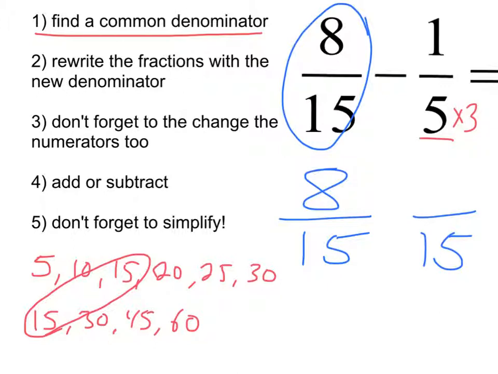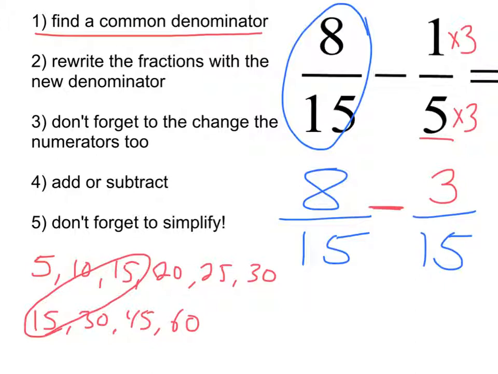So, as we see in number 3, it says don't forget to change the numerators too. Remember, whatever you do to your denominator, you have to do the same thing to your numerator. That's how we keep them equivalent fractions. Fractions that are still equal to the same amount. So, since I multiplied 5 times 3, I do the same thing to my 1 and get 3/15. 3/15 of something is the same amount as 1/5. Yes, 3/15 is more pieces, but they're smaller pieces. Those 3 pieces combined together is equal to 1 of those fifths. So we're still talking about the same amount.